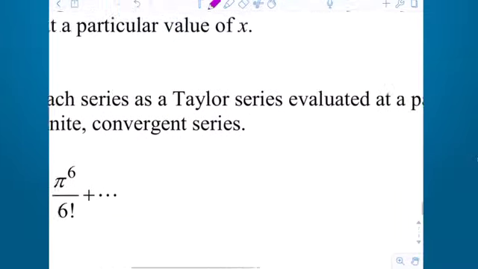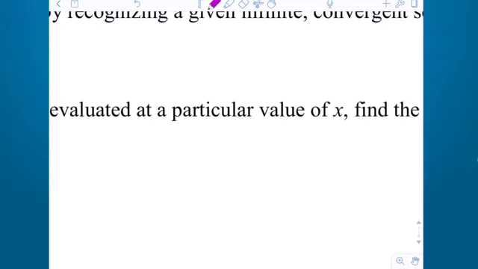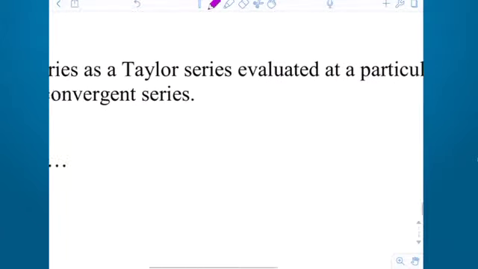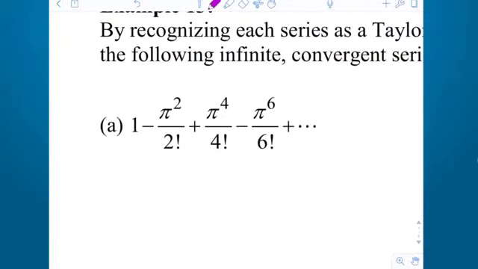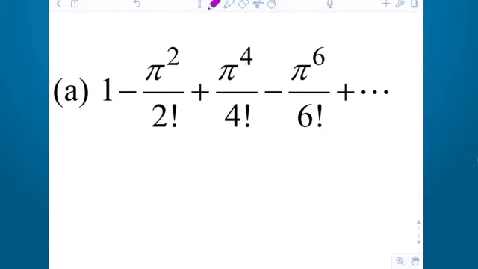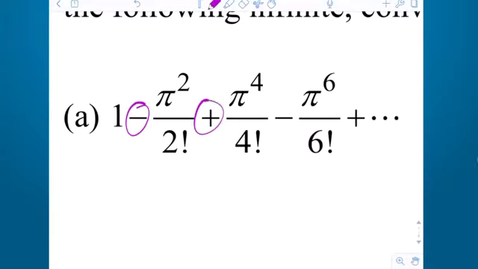It says, by recognizing each series as a Taylor series evaluated at a particular value, find the actual sum of each of the following infinite convergent series. So 1 minus pi squared over 2 factorial plus pi to the fourth over 4 factorial, and so on. Do you recognize the trend in that series as one of the ones we memorized? It looks a lot like cosine, right? It alternates, and it has even powers. And remember, cosine was the even function, had y-axis symmetry.